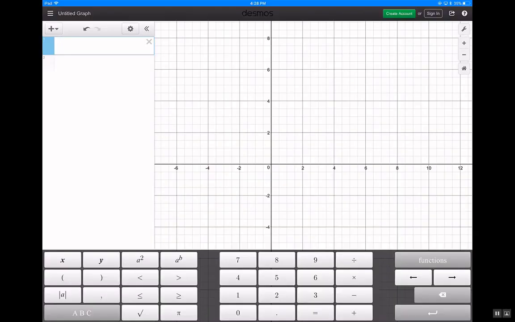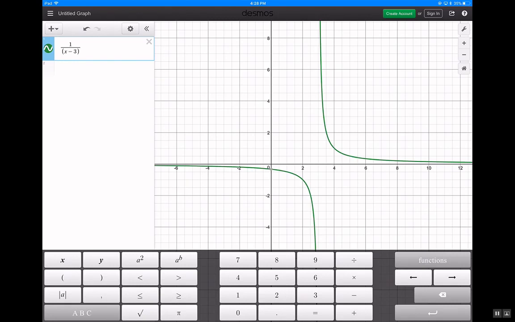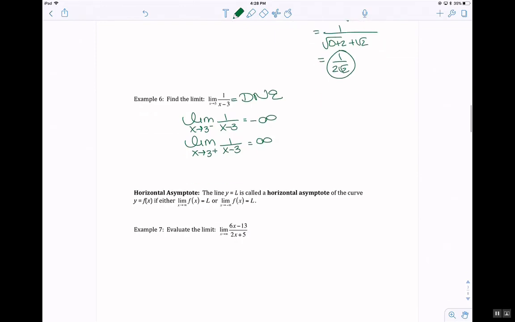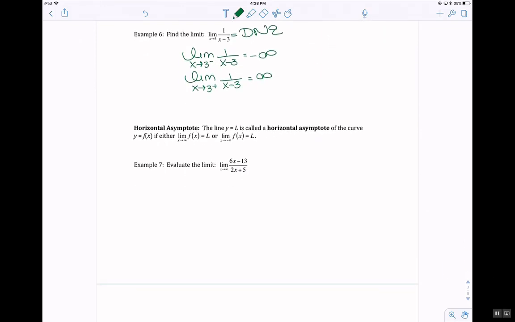So now let's take a look at Desmos. 1 divided by x minus 3. And what you notice is, approaching it from the left, you're going towards negative infinity, and then approaching from the right, you're going towards positive infinity. So overall, we say that this limit does not exist.